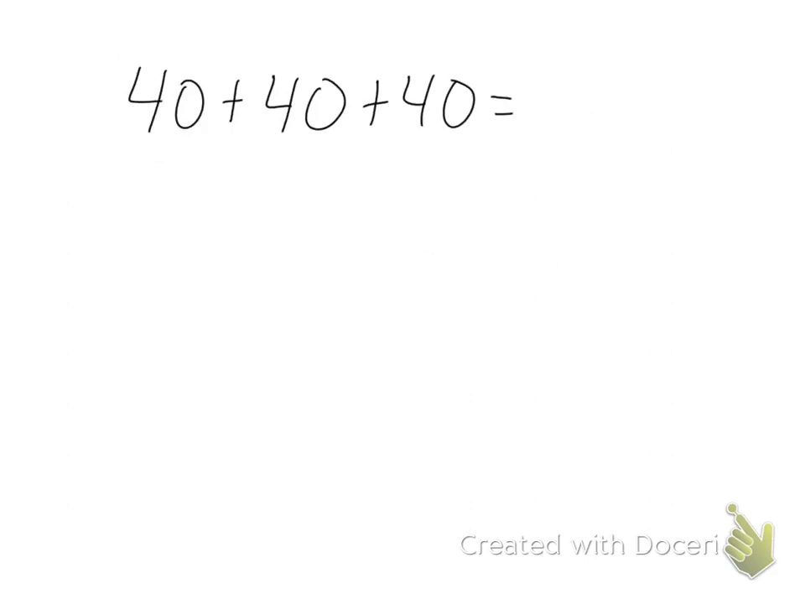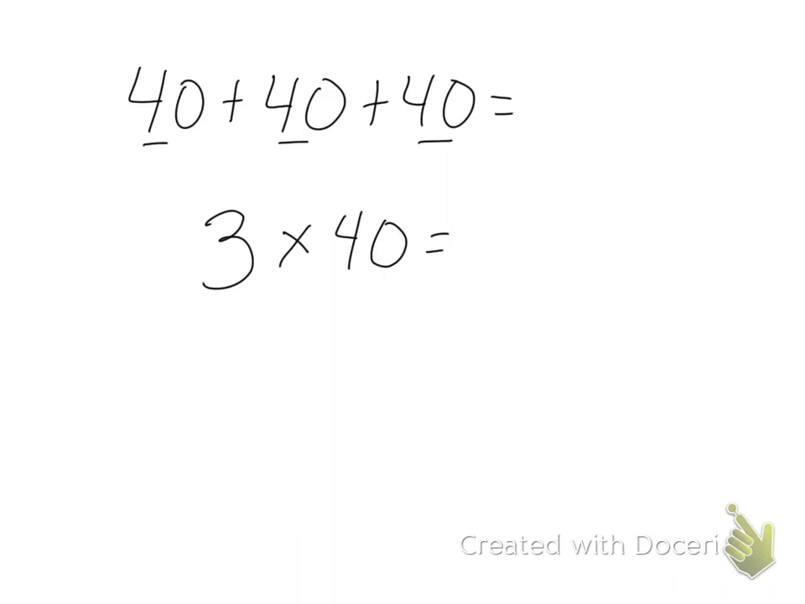So let's say I have 40 plus 40 plus 40. Let's write a multiplication number sentence for this addition problem. So what I have is 3 groups of 40. So I would write that as 3 times 40, or 3 groups of 40. I can find the answer using mental computation.